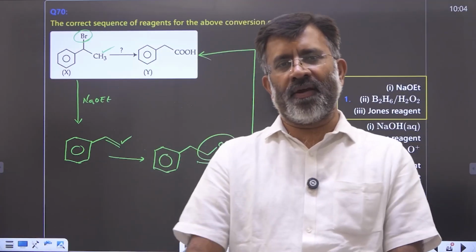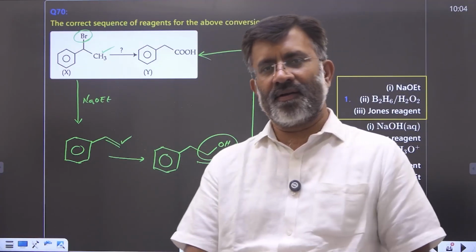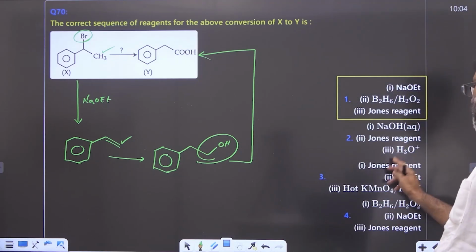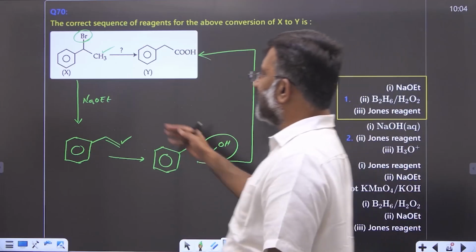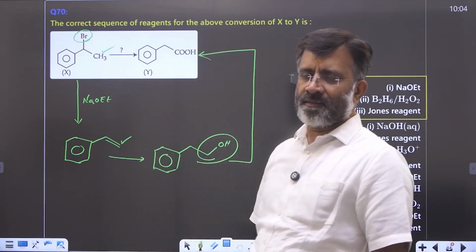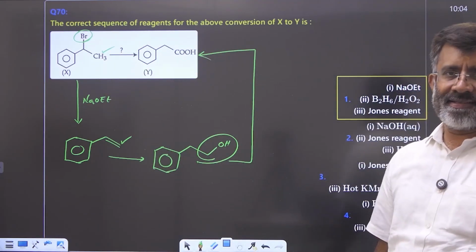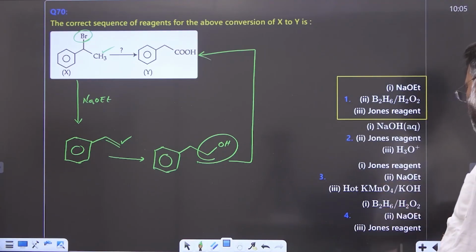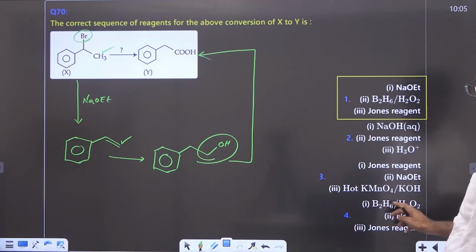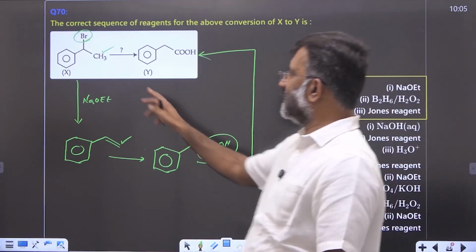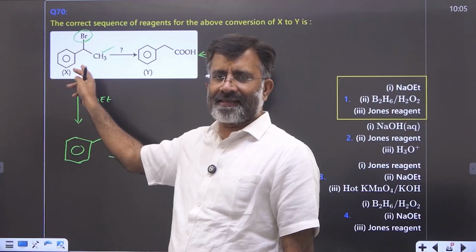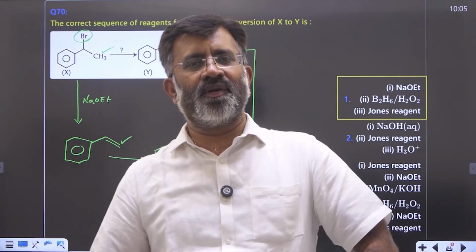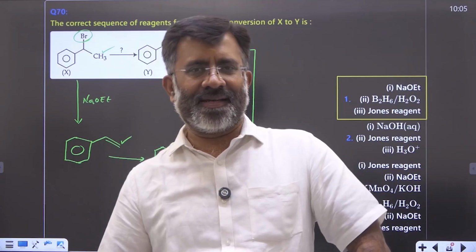You may please verify why the other choices are not coming. For example, suppose you are taking, say, third choice. Jones reagent straight away applied here. What can be the result? You get straight away benzoic acid, isn't it? Suppose you take option 4. Option 4, first you take hydroboration oxidation. Hydroboration oxidation has nothing to do over this X because it is working on an alkene and the OH group is attached to the terminal carbon atom, right?